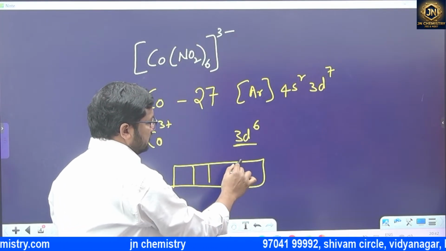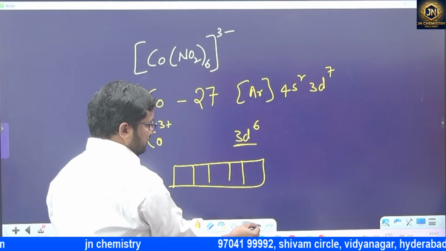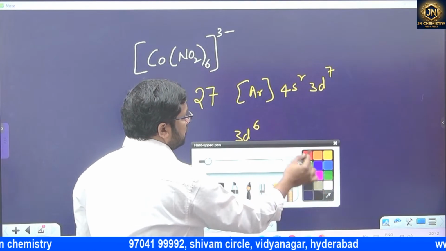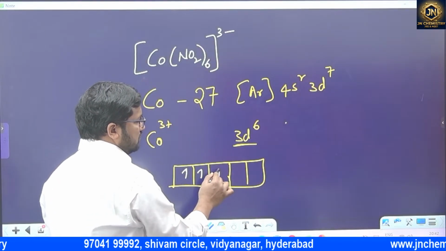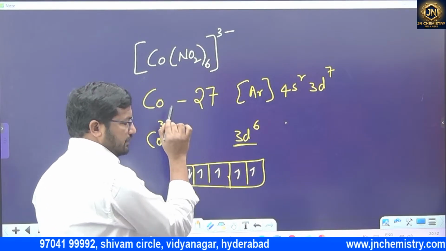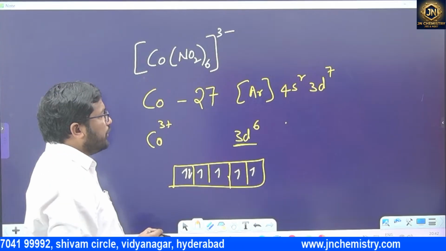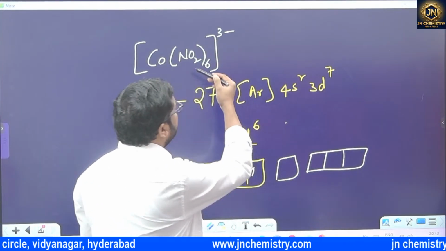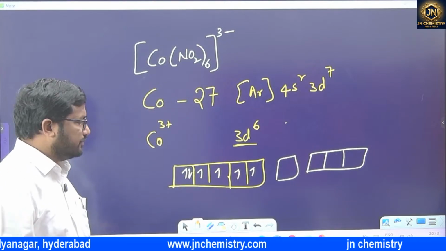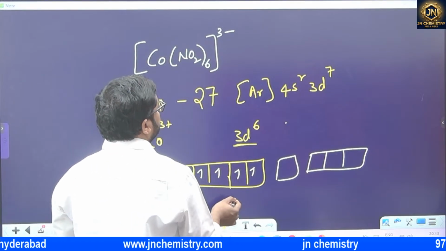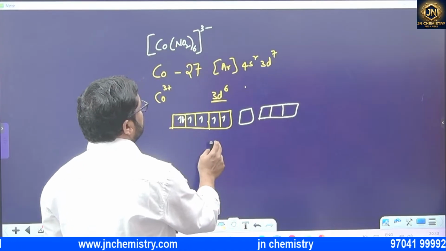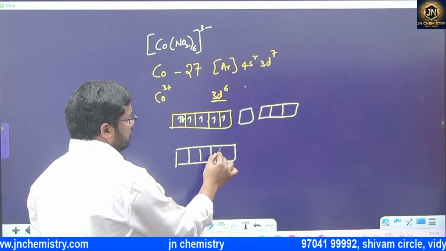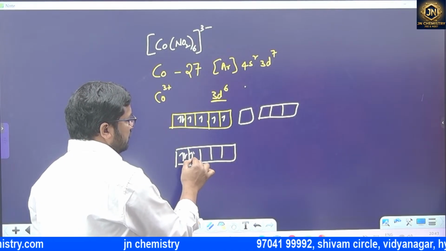एक दो तीन चार पाँच. How many electrons? 6. एक दो तीन चार पाँच 6. Right, I told you. What I told? NO2 is a strong field ligand. Yes or no? So what exactly happens, Nana? Pairing takes place. एक दो तीन चार.